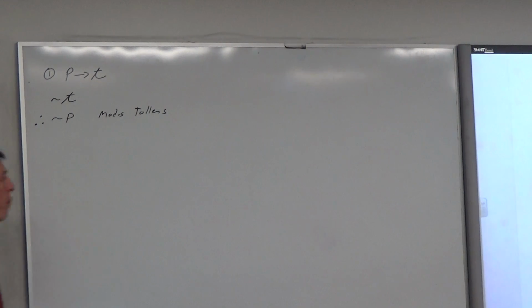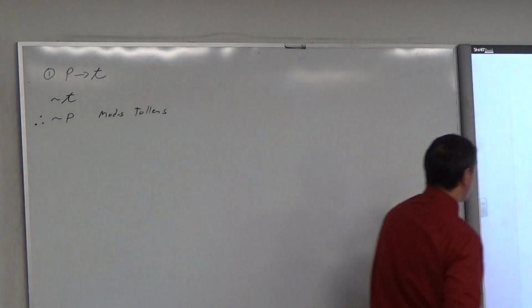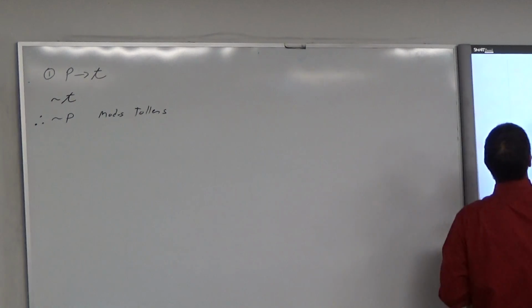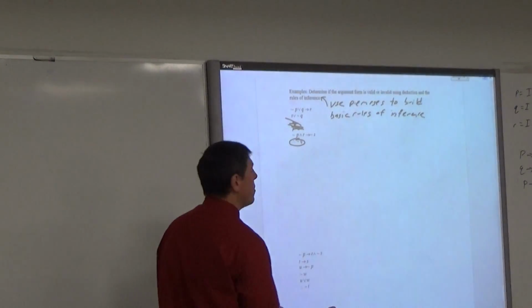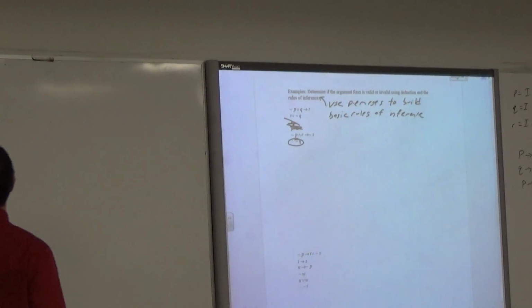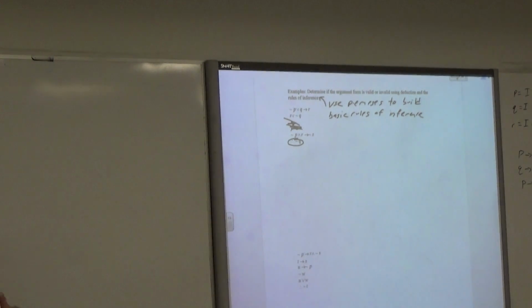okay? So now what we're going to do is we're going to get rid of the not T, okay? We don't need this anymore. We're going to get rid of the P implies T as well, okay? So those are off the table. We don't need those arguments anymore, okay? Now what I need to do is I need to find something with the not P in it.